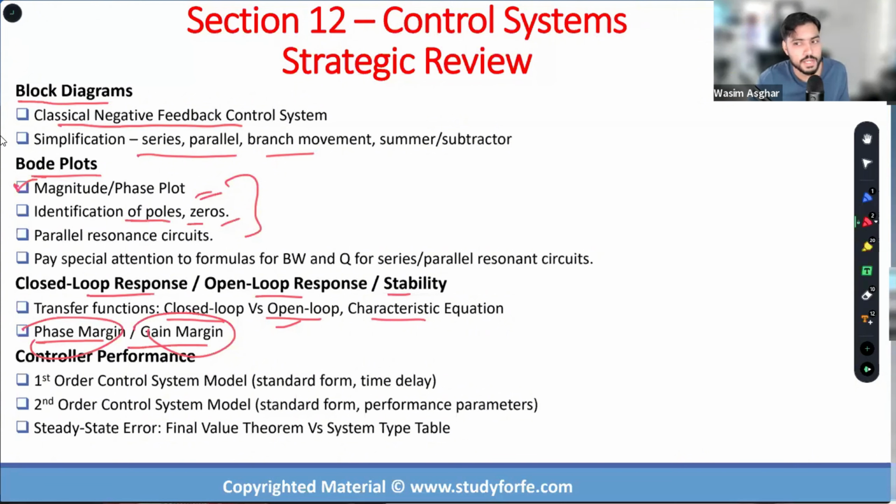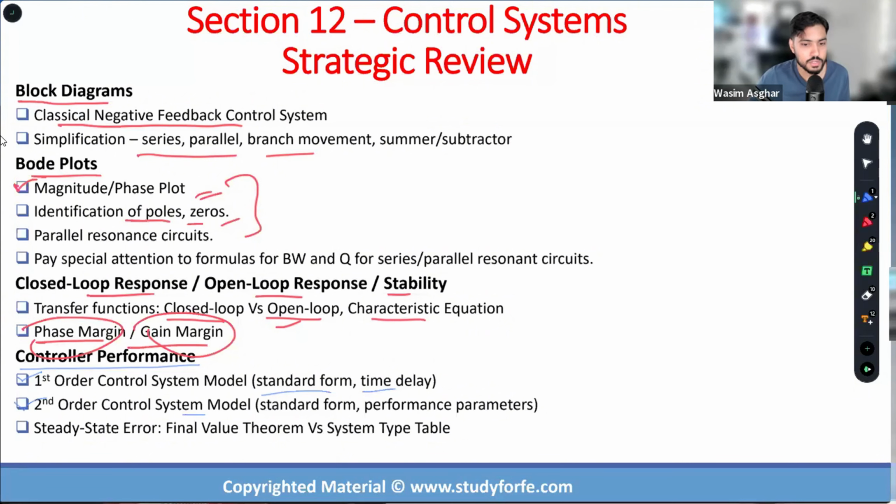Controller performance is one of the easiest topics, in my opinion, on control systems. You have the first order control system. You have the standard form that is provided to us in the reference handbook. They have an equation, a variation of the standard form with a time delay. First order control systems, fairly simple, straightforward.